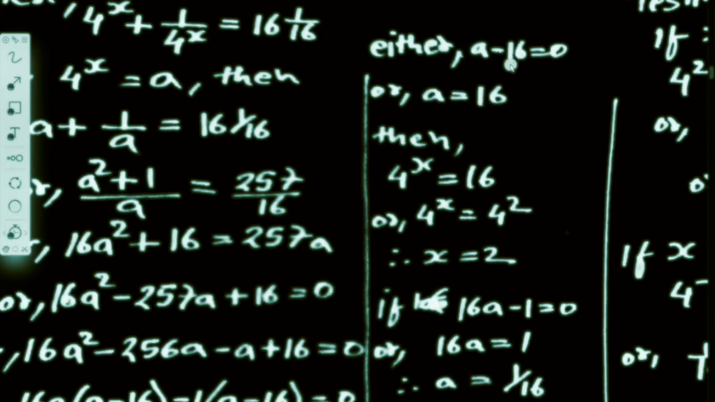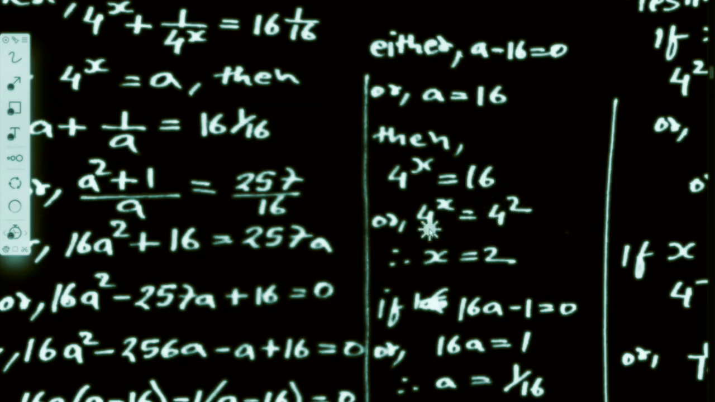Now the side of 16 is changed, so minus should be changed into plus. So a equals 16. Then in place of a, we have to keep 4 power x, since 4 power x equals a. So 4 power x equals 16, or 4 power x equals 4 square, because 4 square means 16.